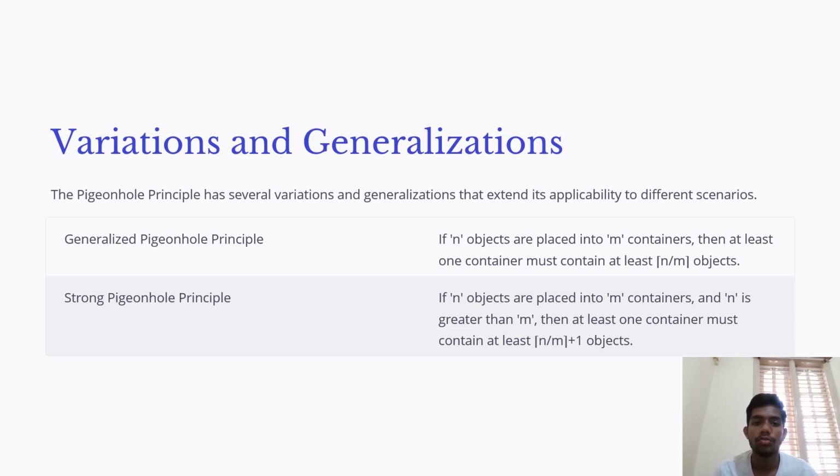Variations and generalizations of the pigeonhole principle. The pigeonhole principle has several variations and generalizations that extend its applicability to different scenarios. Generalized pigeonhole principle: if n objects are placed into m containers, then at least one container must contain at least n/m objects. Strong pigeonhole principle: if n objects are placed into m containers and n is greater than m, then at least one container must contain at least n/m plus 1 objects.